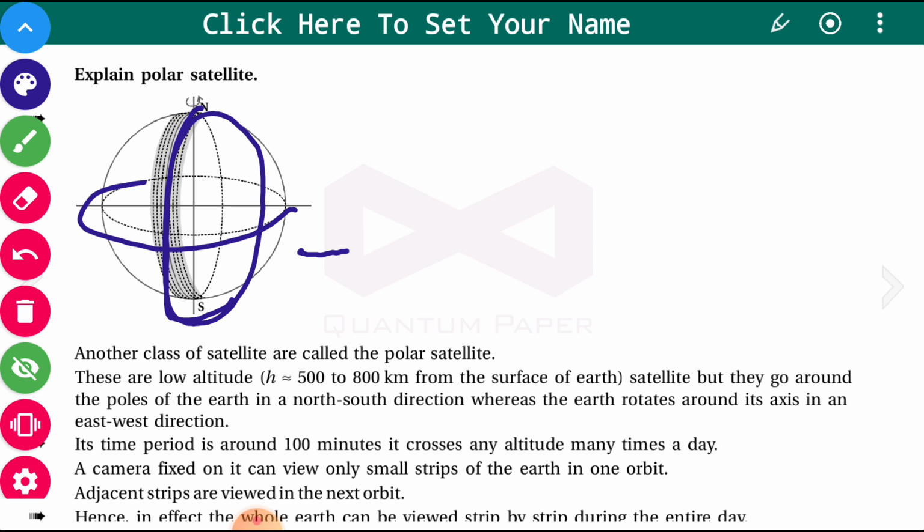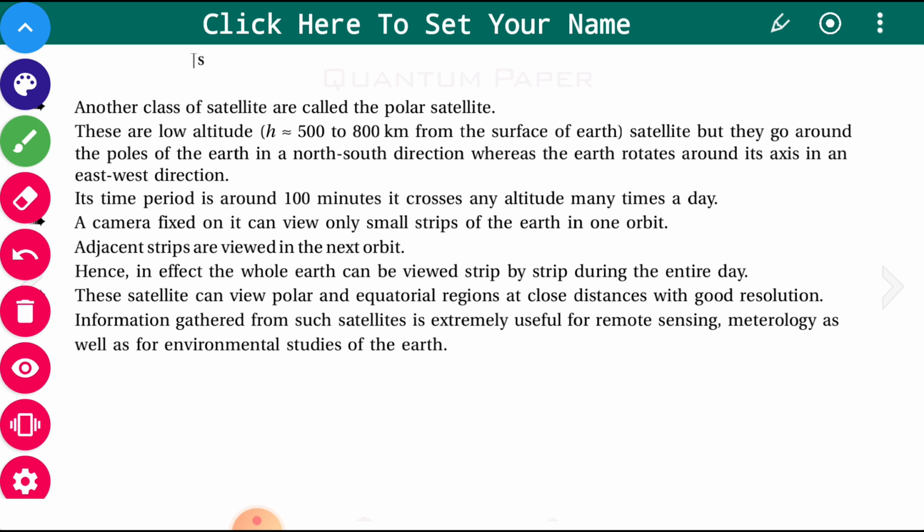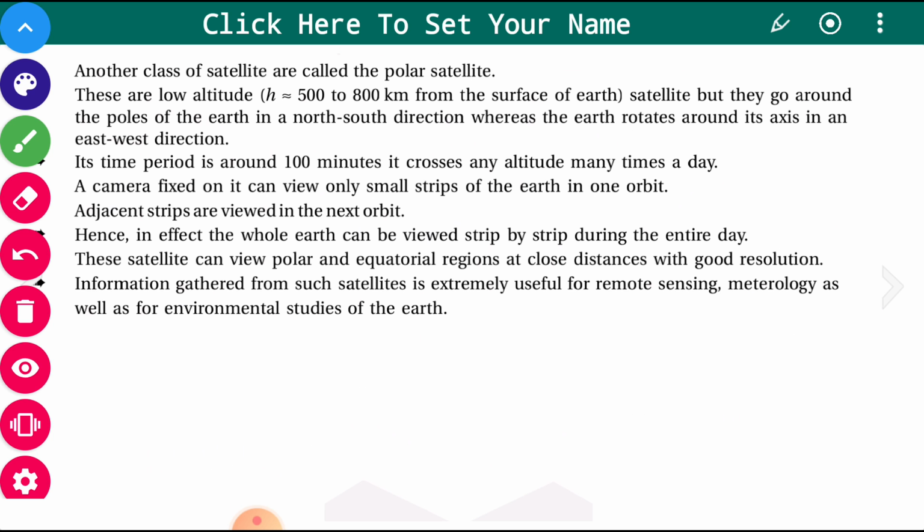The other one was east to west, the geostationary satellite. For the polar satellite, the time period is around 100 minutes. It crosses any altitude many times in a day. A camera fixed on it can view only a small strip of the Earth in one orbit. Adjacent strips are viewed in the next orbit, or the next revolution. Hence, in effect, the whole Earth can be viewed strip by strip during the entire day.